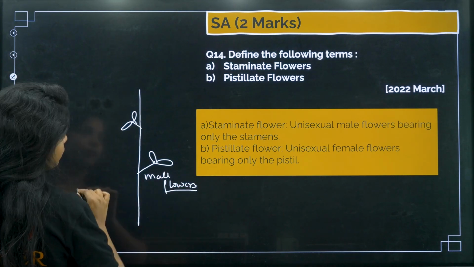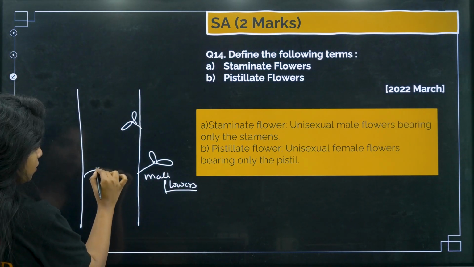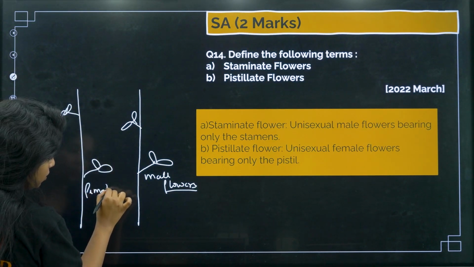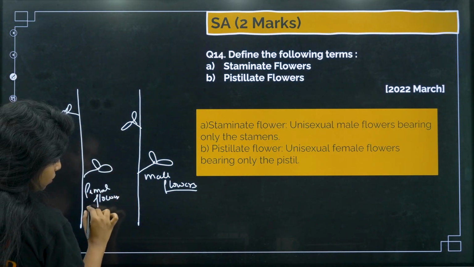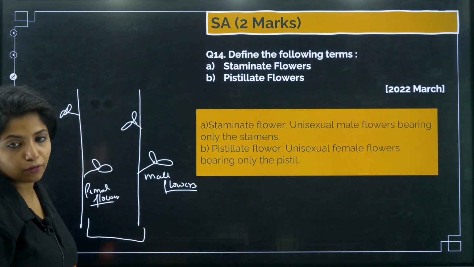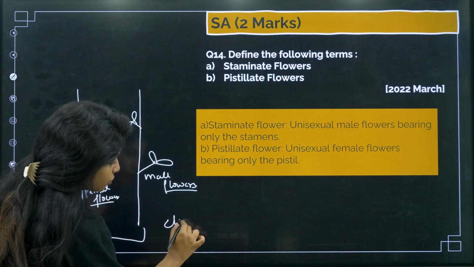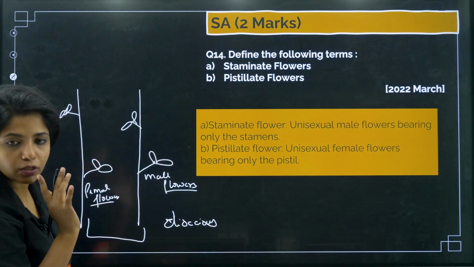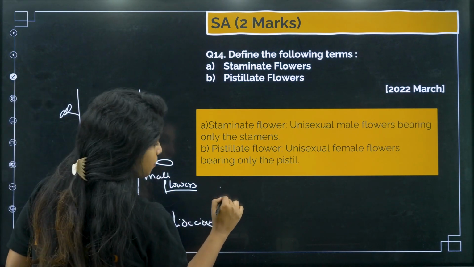All of them, they are male flowers. And another thing, all of them are the female flowers. What do you call this type of plants? You call them dioecious. So in one plant there will be one sex only. Okay, example is papaya.